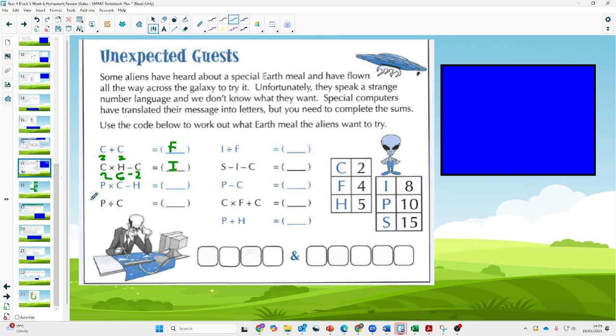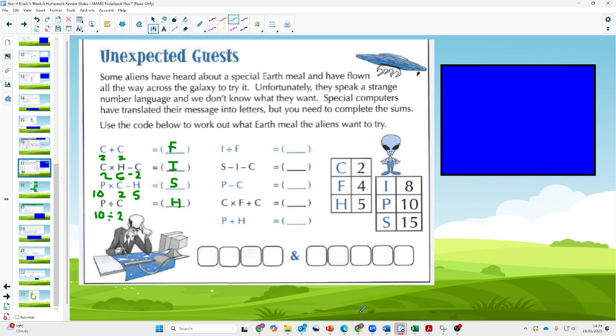Let's go to the next one, see if I can get this one right. P is 10. Times by 2 is 20. Take away 5 gives us 15, so that gives us S. Or I think I know what the meal's going to be. Then we've got P is going to be 10. Divided by 2 is going to give me another 5. So that's going to give me an H.